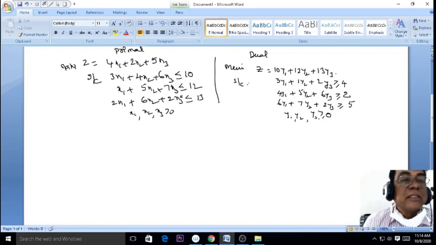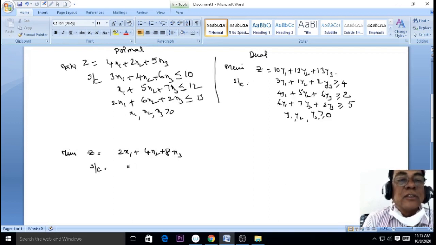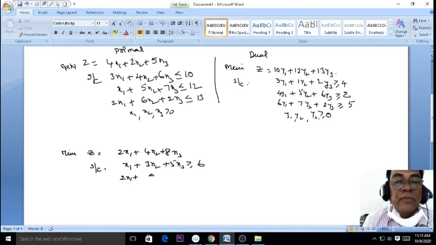Suppose the question is given like this: minimize z is equal to 2x1 plus 4x2 plus 8x3, subject to constraint: x1 plus 3x2 plus 5x3 greater than or equal to 6, since minimization always means greater than or equal to. Next, 2x1 plus 4x2 plus 6x3 greater than or equal to 8, and 3x1 plus 3x2 plus 7x3 greater than or equal to 9.